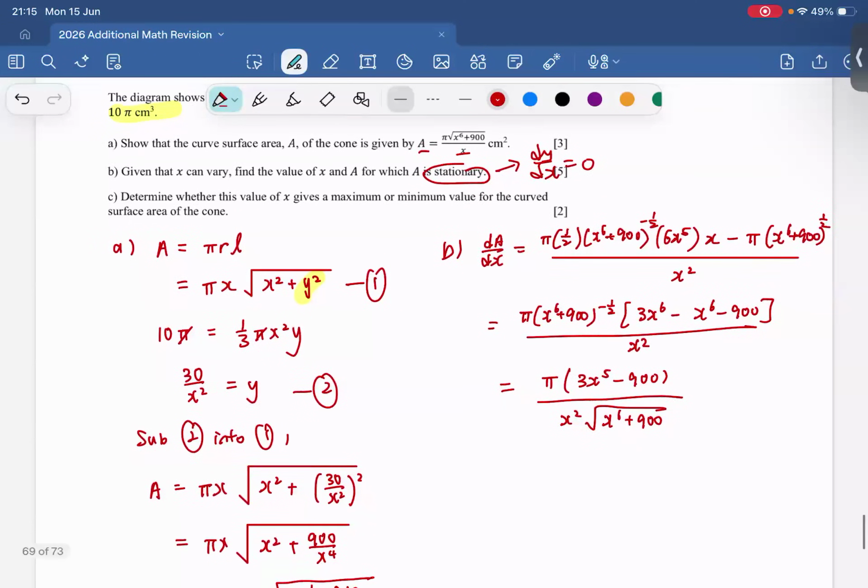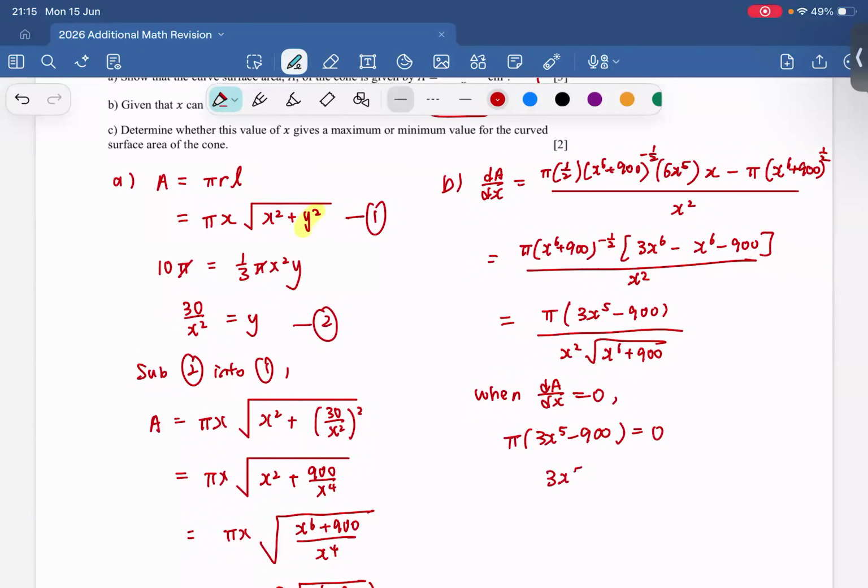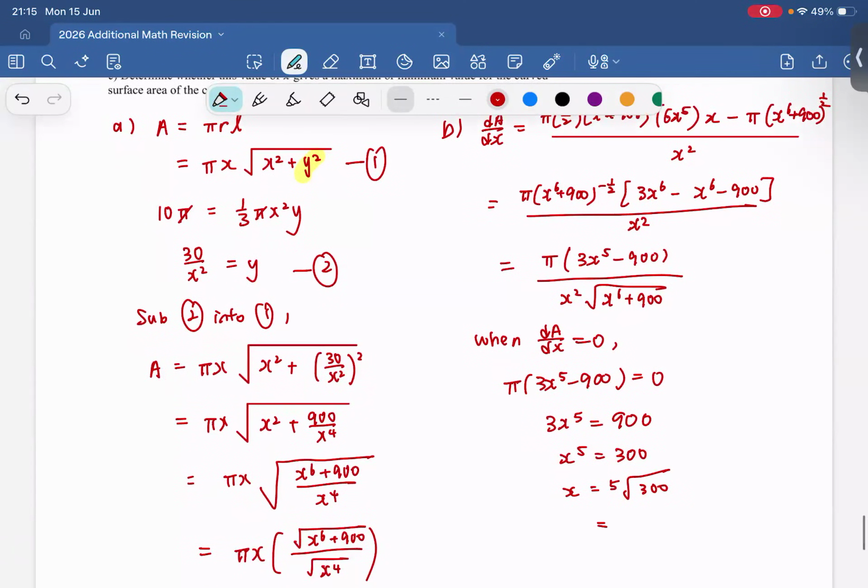So find the value of x for which A is stationary. So when dA/dx equals 0, I would have pi 3x^5 minus 900 equals 0. So funny, why do I get one answer only? Okay, fifth root 300, 3.131291.